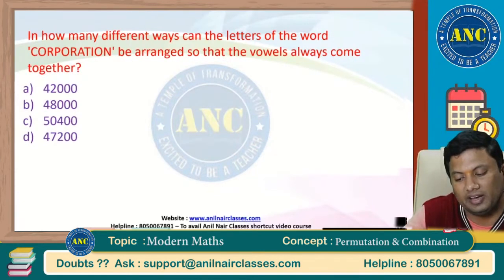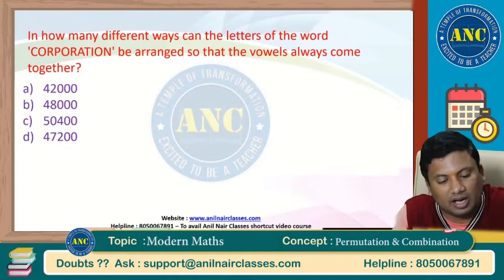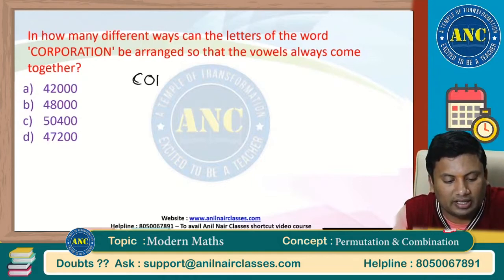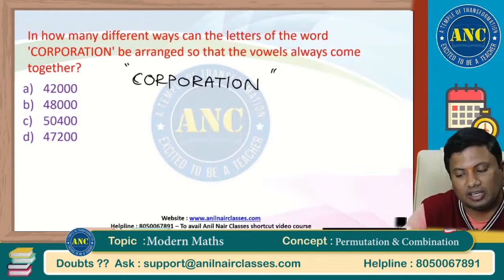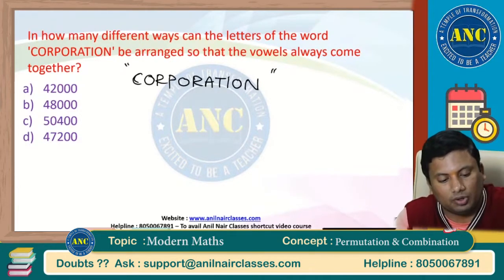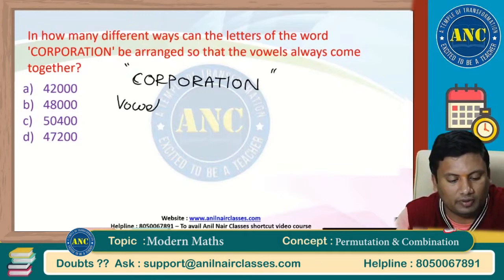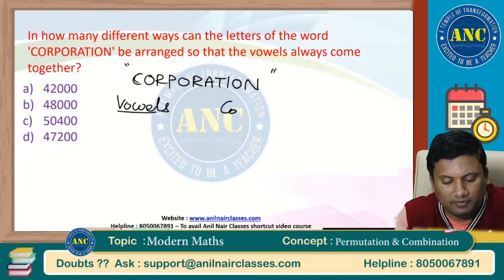In how many ways can the letters of the word CORPORATION be arranged such that the vowels always come together? Let us write CORPORATION: C-O-R-P-O-R-A-T-I-O-N. Let us first write the vowels, and here we will write the consonants.